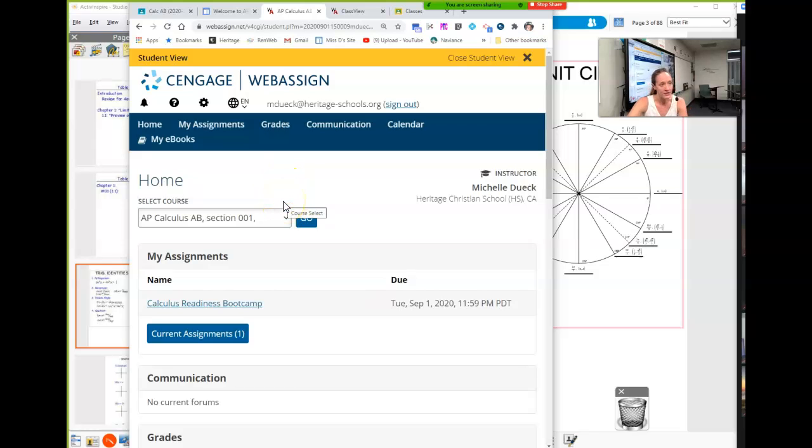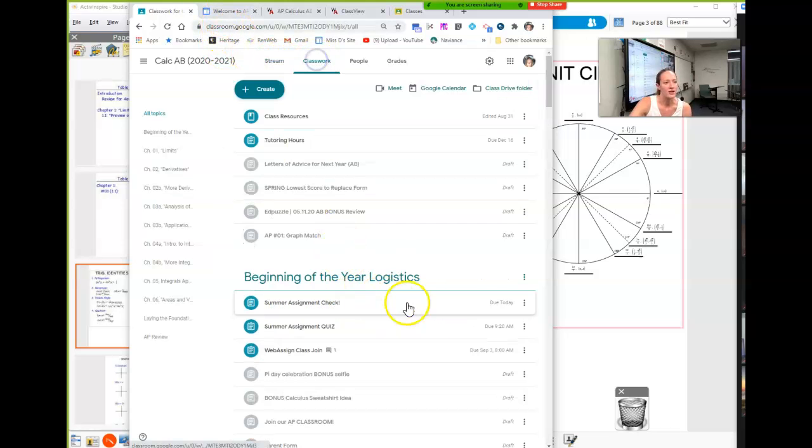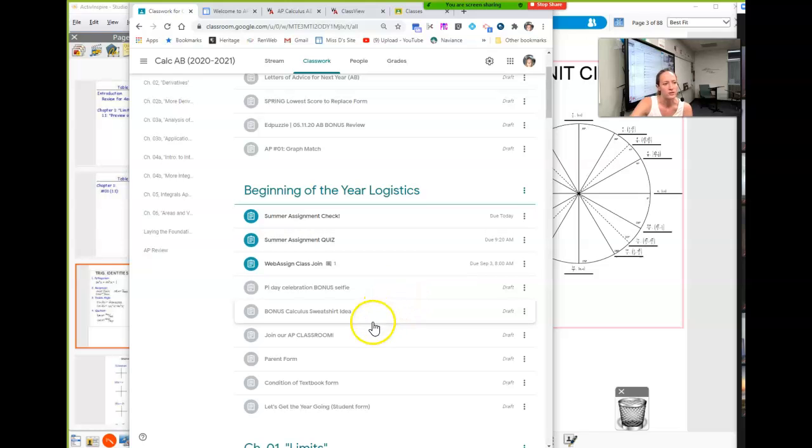But for right now, there's a quiz that's going to pop up here any second. So let's go ahead and talk about WebAssign, because our goal today was to troubleshoot, to make sure that you have the main ideas and the main topics. There are some things that are going to show up in Google Classroom, like, hey, get that form in, hey, let your parent do this form.